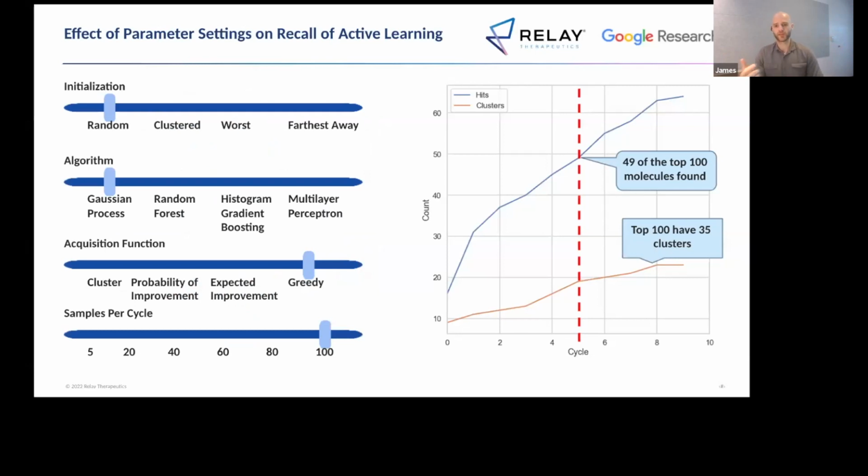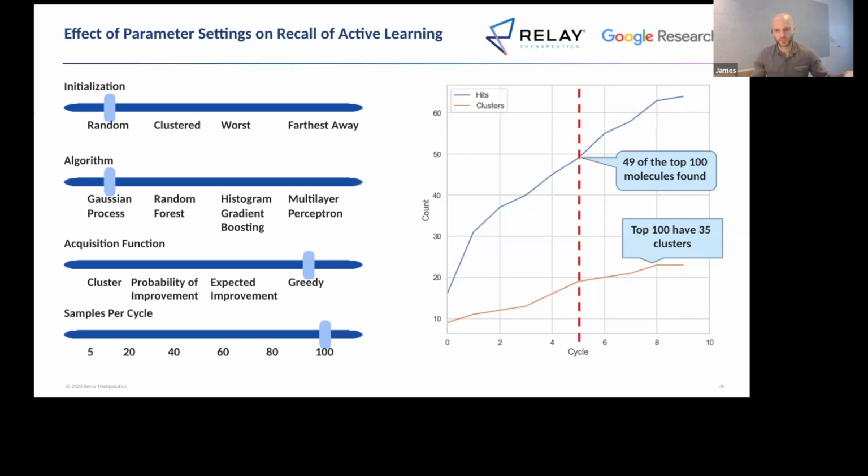The first one being how we initialized the active learning process itself. So we've been talking about the random initialization, which is just take whatever molecules randomly. We tried a clustered initialization, which first clusters the 10,000 molecules and then picks one from each of the clusters.